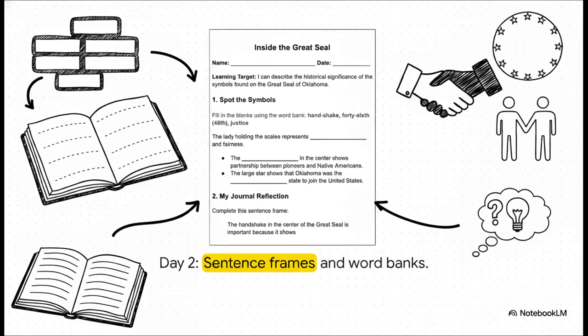For our English language learners and striving readers, notice the strategic use of word banks and sentence frames. Down at the bottom, the journal reflection actually provides the start of the sentence for them. The handshake in the center of the Great Seal is important because it shows this completely removes the barrier of sentence construction, so the student can focus entirely on demonstrating their historical understanding.